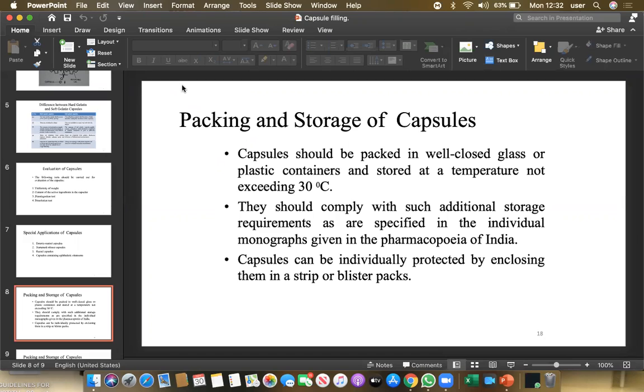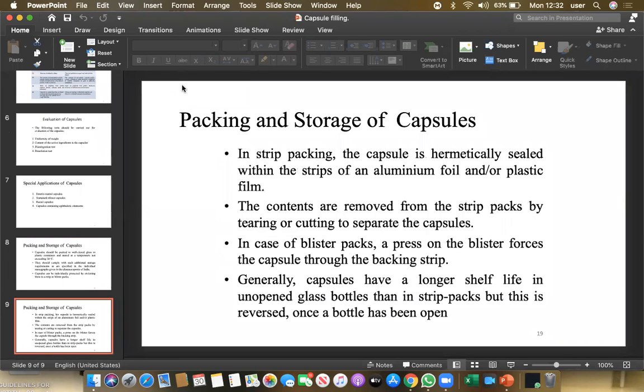Capsules can be individually protected by enclosing them in strip or blister packs. In strip packing, the capsule is hermetically sealed within strips of aluminum foil and or plastic film. The contents are removed from the strip packs by tearing or cutting to separate the capsules. In the case of blister packs, a press on the blister forces the capsule through the packing strips. Generally, capsules have a longer shelf life in unopened glass bottles than in strip packs, but this is reversed once a bottle has been opened.